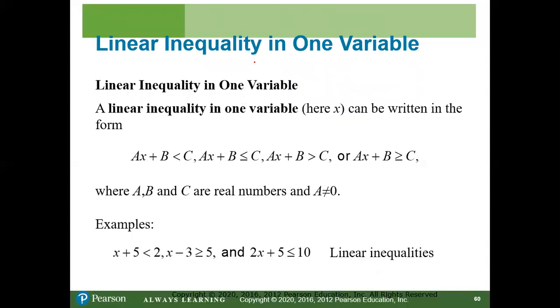So linear inequality in one variable, very, very similar to linear equations in one variable, except there are 4 different symbols, which is why you have 4 of them here. You have the less than or equal to, greater than or equal to. But everything else is exactly the same. You solve them the same way. You use the additive property of equality, use the multiplicative property of equality, except you're dealing with inequalities.